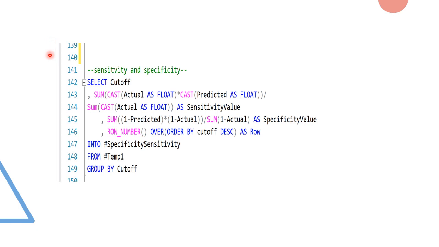We then calculate the sensitivity and specificity from the temp table. It shows the sensitivity as the sum of the actual values times the predicted values, and then it divides all of that by the actual value. The specificity, on the other hand, takes 1 minus the predicted value times 1 minus the actual value and divides that by the actual value. And then I made that into its own temporary table.